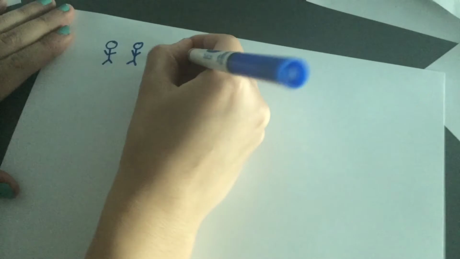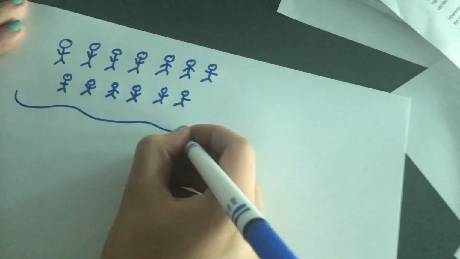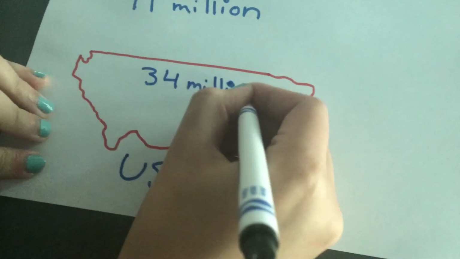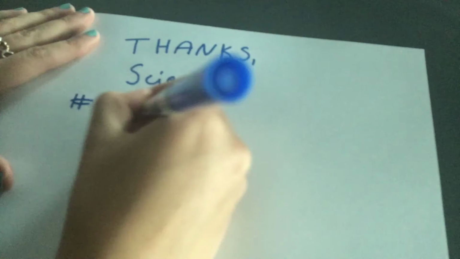Contact lenses have allowed for many people to cope with the effects of refraction errors. In fact, about 71 million people wear contact lenses, and about 34 million of those people live in the United States. So the next time that you wear contacts, thank science for what you can see.